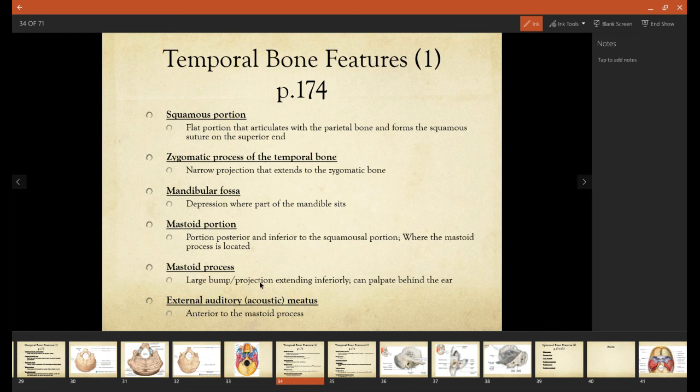Now, in front of the mastoid process, we have the external auditory meatus, or sometimes you'll see it called the external acoustic meatus, and this is just going to be the hole leading to the inner ear.